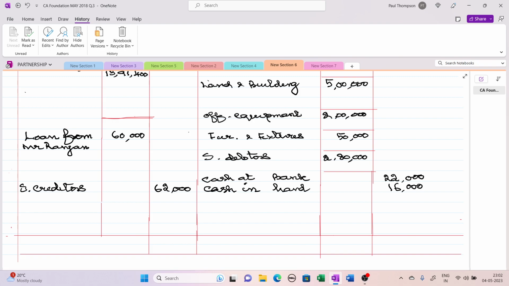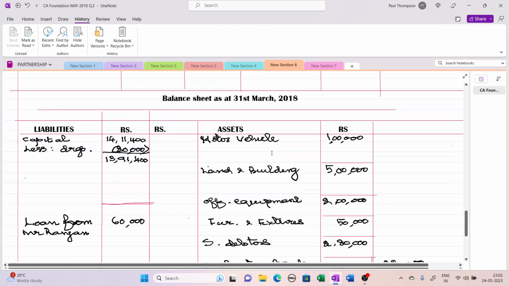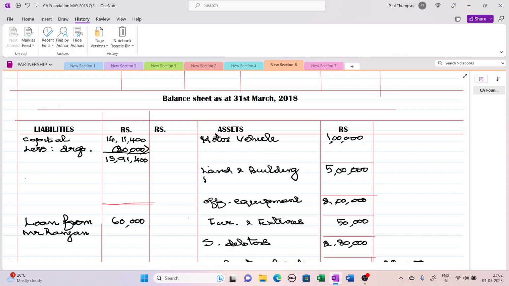Now we must go one by one through our adjustments. Adjustments will appear on both sides. First, they have told us you have to depreciate the building by 5%. So less depreciation, 5% depreciation. So this comes to 25,000. We will write it in one go in your P&L account.